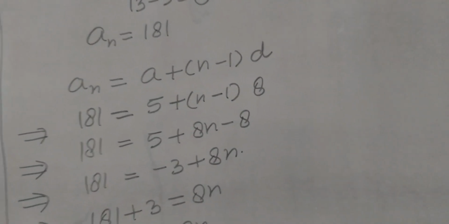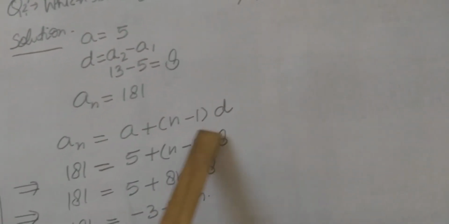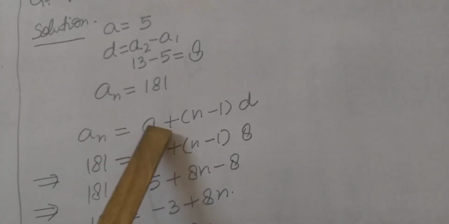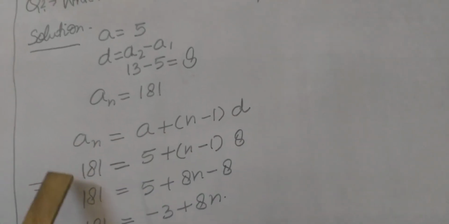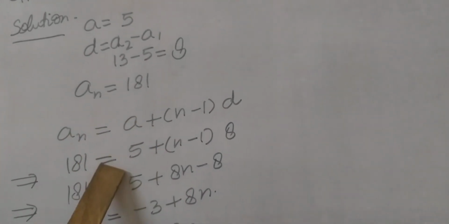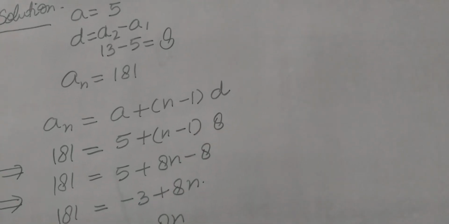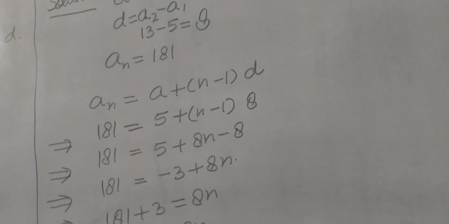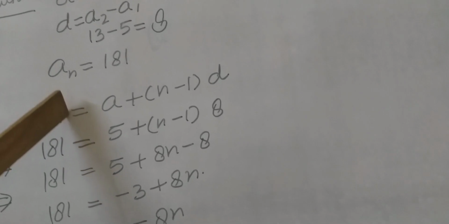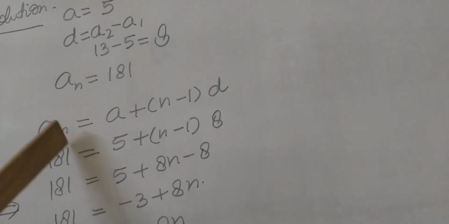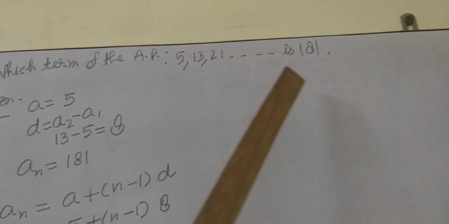And now we have to find out the number of terms. Which term is this? It means it is An. An equals 181. So let us write the formula of An. An equals A plus (n minus 1)D. An value 181, A value 5, D value 8. Students, don't be confused. Sometimes students want to write the value of n here. No, An means the nth term. The nth term is given to us as 181.